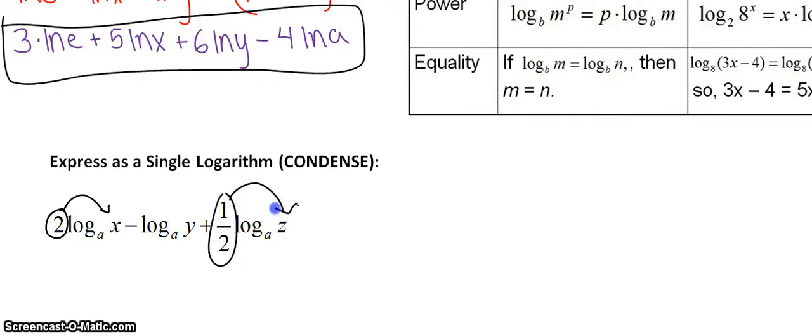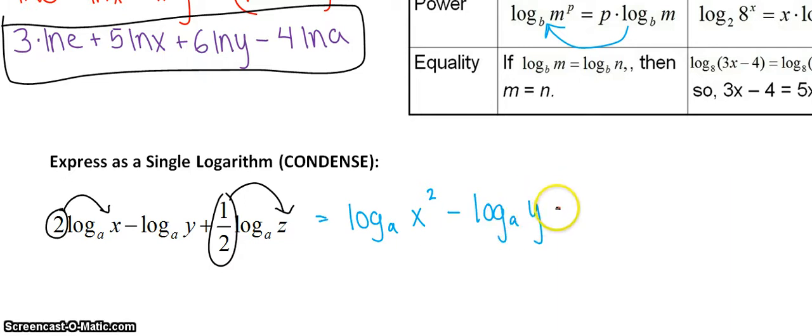So I have two coefficients. I can rewrite those using the power rule. So I'm going from this way to that way. So this is the same thing as log a of x squared minus log a of y, there's no coefficient there, so there's no exponent, plus log a of z to the 1/2. And if you want to be really creative and use a lot of stuff you've learned, you can even write that as the square root of z.